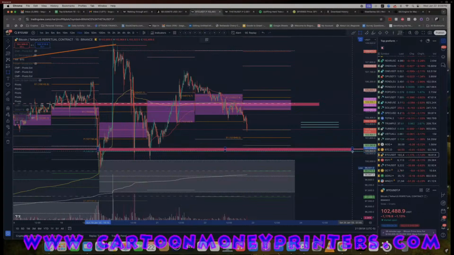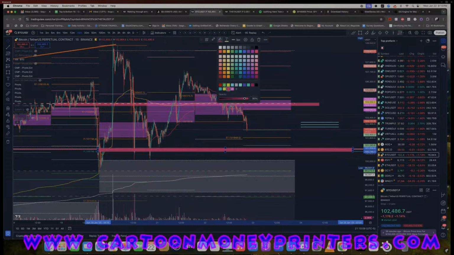All right. So I'm going to make that green because a lot of the par is oversold right now. So I think there's a high chance that we bounce right here, and that's at around 100.9. And so I'm going to make that green. There we go.